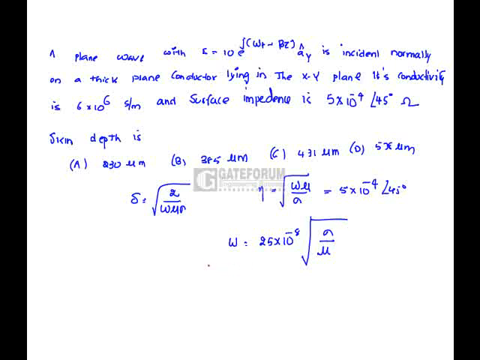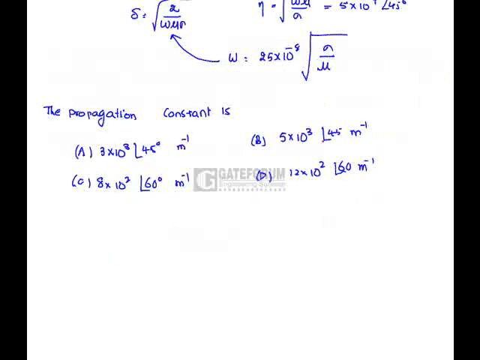After getting ω, if we substitute this into this equation, we will get skin depth as option C, that is 471 micrometers. Propagation constant is denoted as γ, root of jωμσ. If we substitute all the given values, we will get 3 × 10^3 ∠45°. Hence, option A is correct.